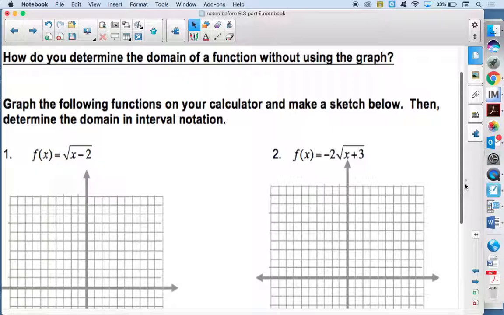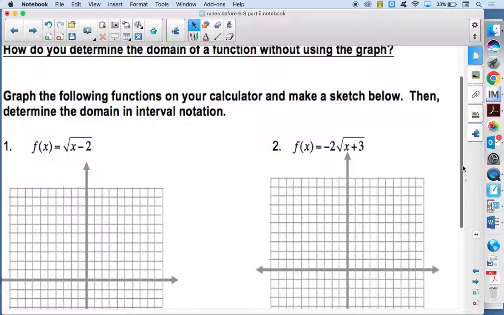So the question at the top of the page: how do you determine the domain of a function without using the graph? That's going to be our goal. After we look at 4 graphs and try to make some summaries, is there a way for us just to use the equation, without graphing a function, to decide what the domain is?